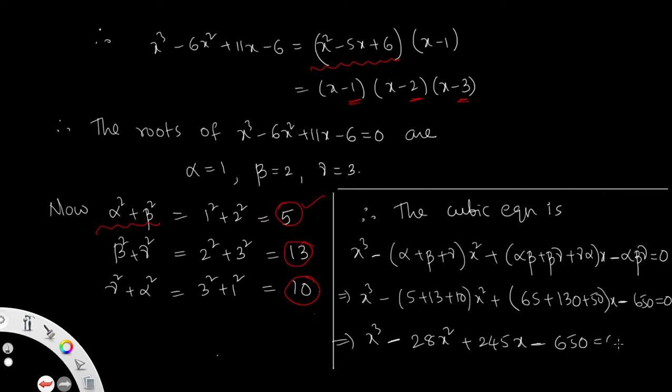This is the equation whose roots are alpha square plus beta square, beta square plus gamma square, and gamma square plus alpha square. These new roots can be applied in the form of these values, and then you get the required cubic equation. This is question number 5. Then go the same way. Question number 6 is also a similar problem.